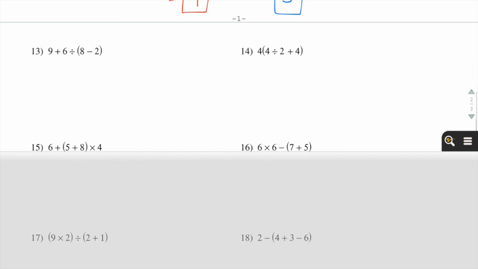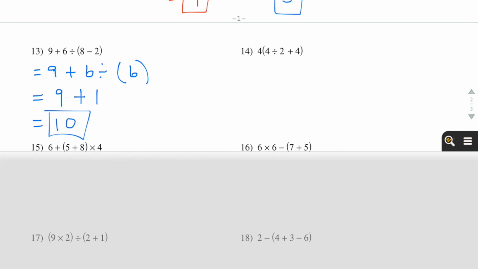Okay, number 13. 9 plus 6 divided by, in parentheses, 8 minus 2. So let's do the parentheses first. Let's go ahead and rewrite everything. 9 plus 6 divided by 8 minus 2, which gives us 6. Redoing the order of operations: parentheses, we have, but there's no operation. Exponents, no. Multiplication or division, yes. We have the division, so let's go ahead and do that. We get 9 plus 6 divided by 6 gives us 1, equals 9 plus 1, which is 10.